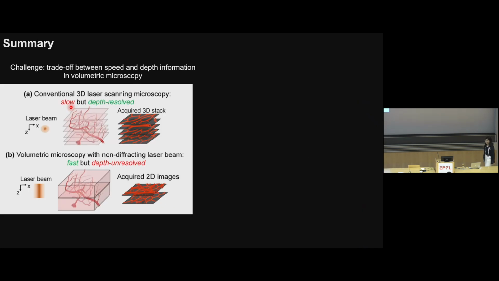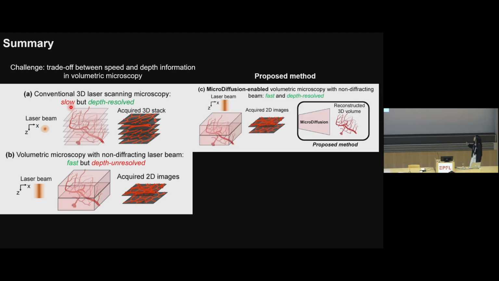So to summarize my talk so far, what we have done is to design a method that tackles the problem where, conventionally with 3D laser scanning microscopes, we have to trade off speed and depth information. However, if we design a better microscope with a better optical data acquisition scheme, we have to sacrifice the depth information for speed. What we try to do is design a method that extracts the depth information with the optical design, balancing speed and depth information, so that we can not only speed up the data acquisition, but also at the same time extract depth information.